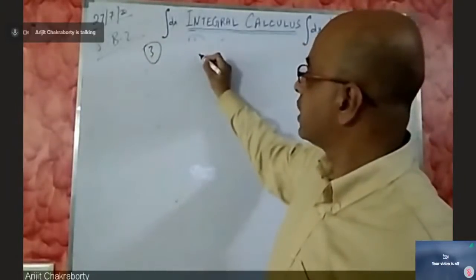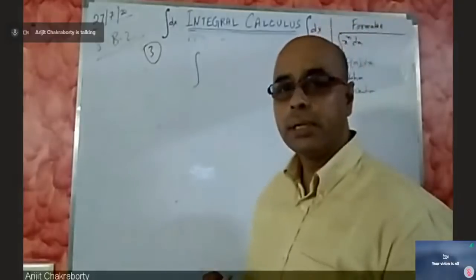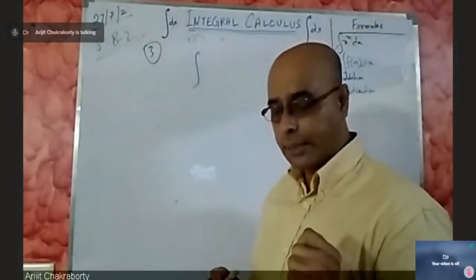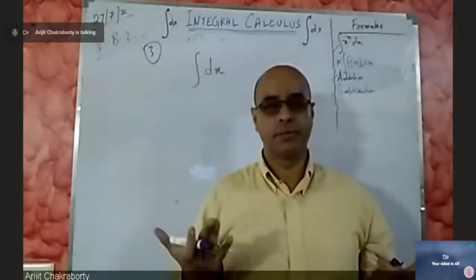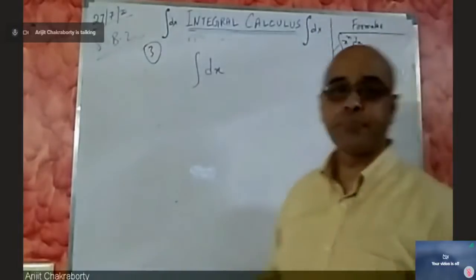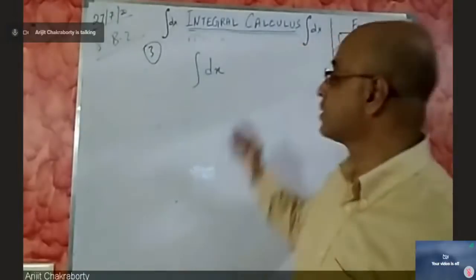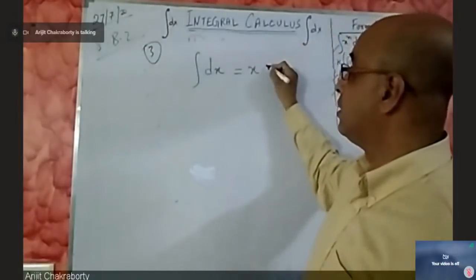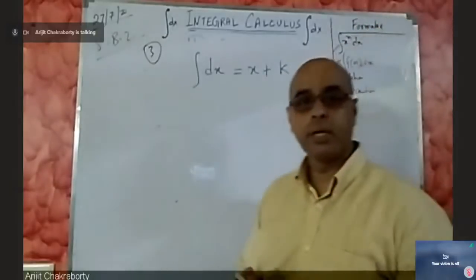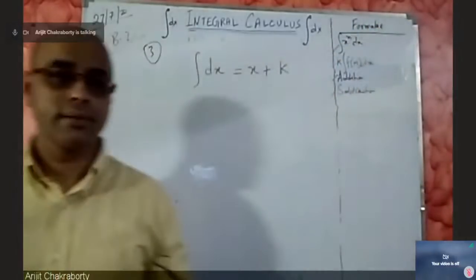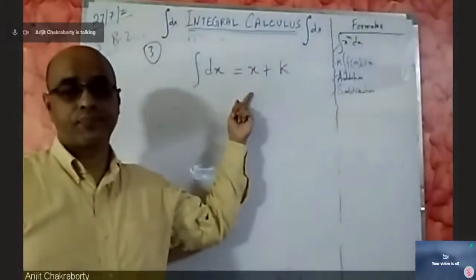Let's take, say, an easy one first. So let us take only dx. What will be the answer? Integration of dx is equal to x. But don't forget the constant, so x plus k. Integration of dx is only x.